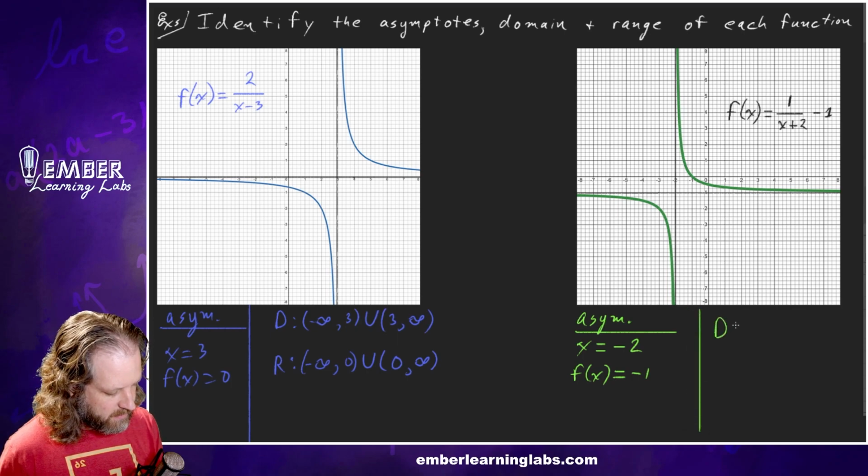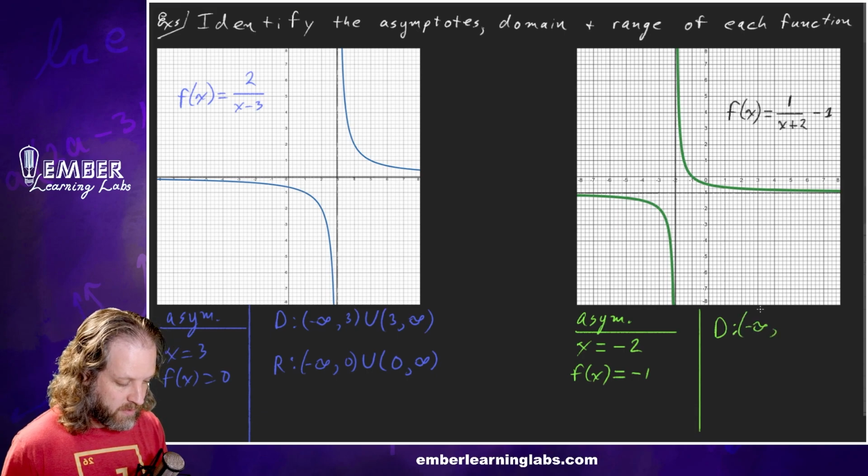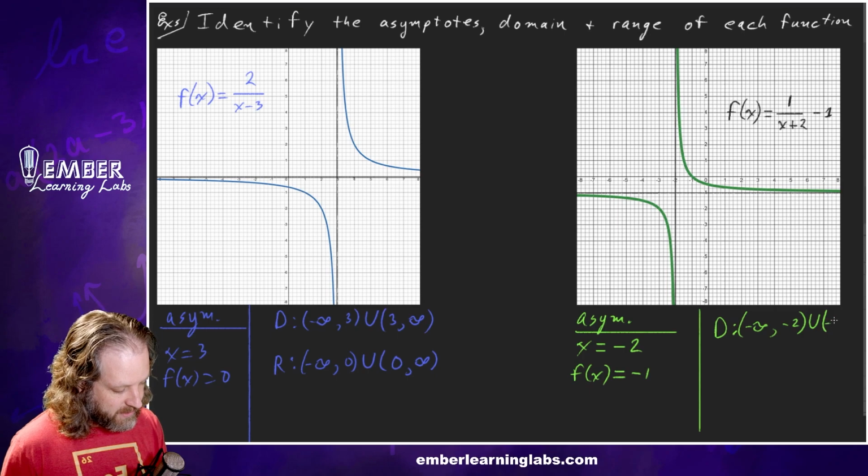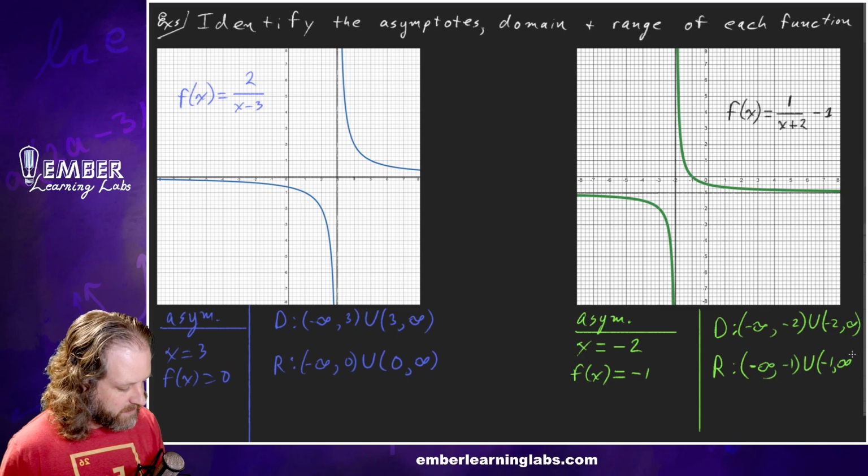The domain is from negative infinity all the way to -2, not including, union, not including -2, to positive infinity. There it is. What about the range? Just as easy: we always go low to high, from negative infinity all the way up to -1, unioned with -1 to positive infinity.